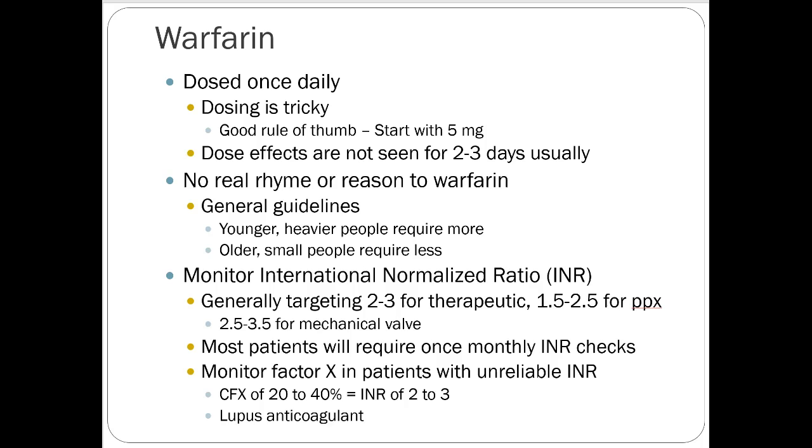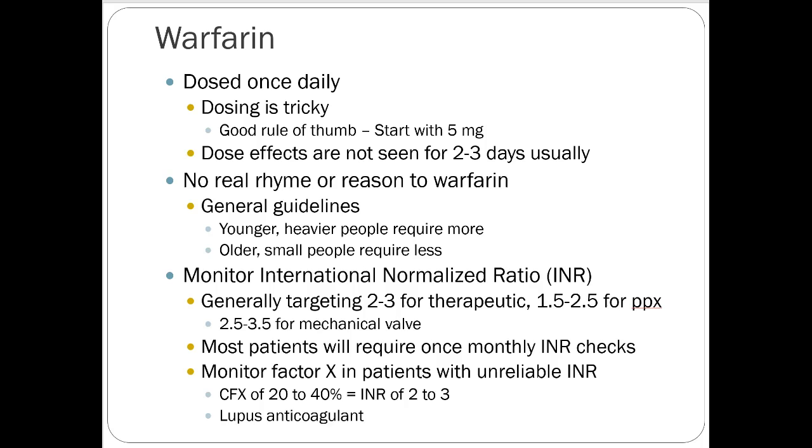So what we're looking at with an INR is generally most indications for therapeutically anticoagulating somebody are going to look at targeting 2 to 3. If you have somebody on a lower prophylactic dose, it might be 1.5 to 2.5, and 2.5 to 3.5. The higher range is usually for patients with mechanical valves.